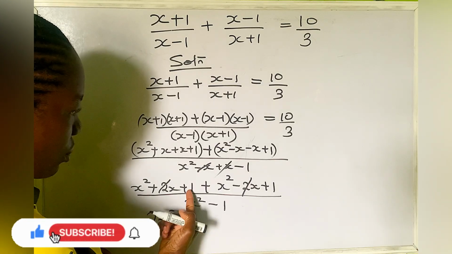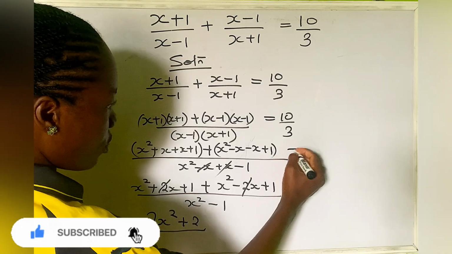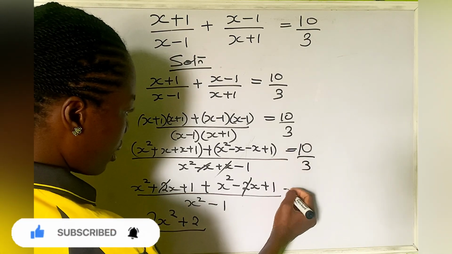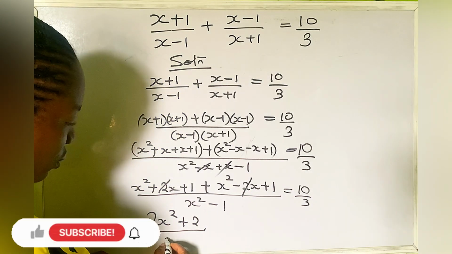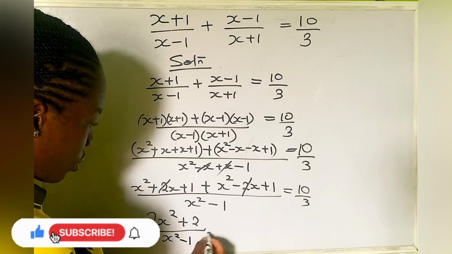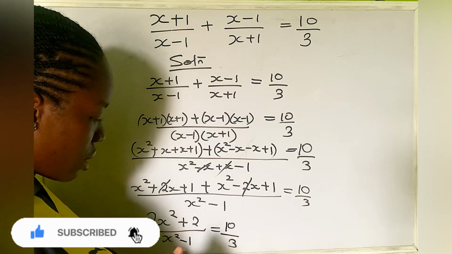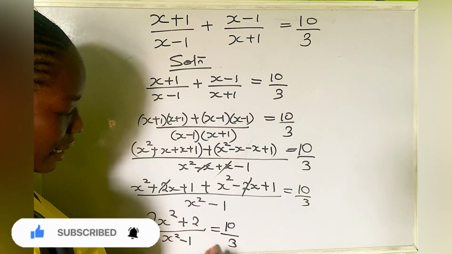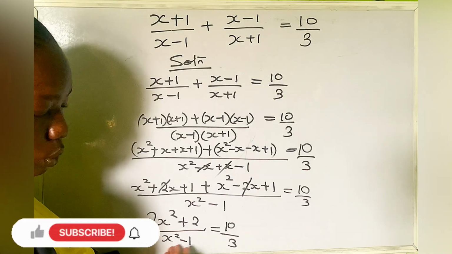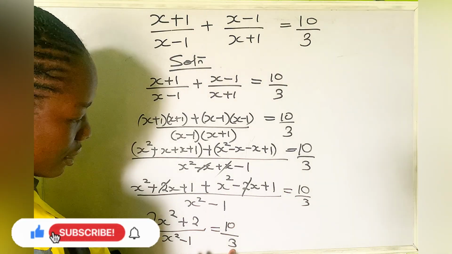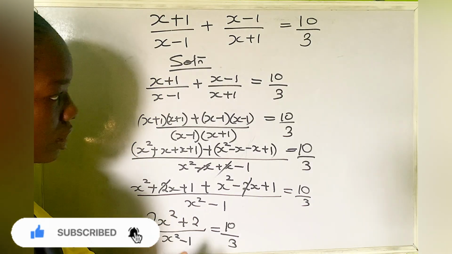Okay, now we have plus 2. 1 plus 1 will give us that. Now just don't forget this part of the equation, 10/3, right? Now we have (2x² + 2) all over x² − 1 is equal to 10/3. Okay, so at this point, you see that we can do what? We can cross multiply this equation, meaning that we can let the denominator of the left hand side multiply 10, and the denominator of this other part, 3, multiply this numerator. Okay, so let's do that.